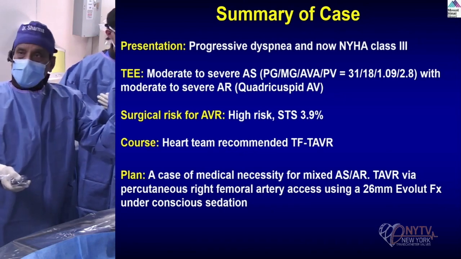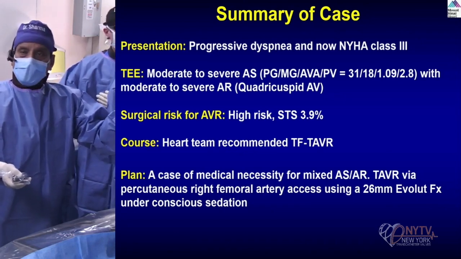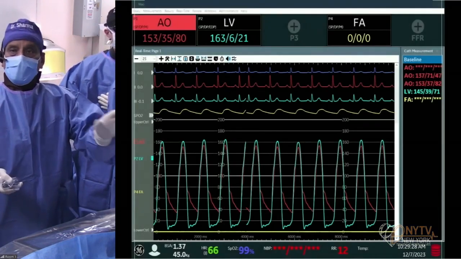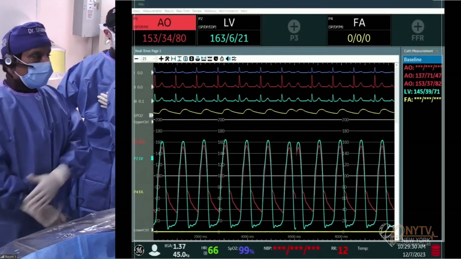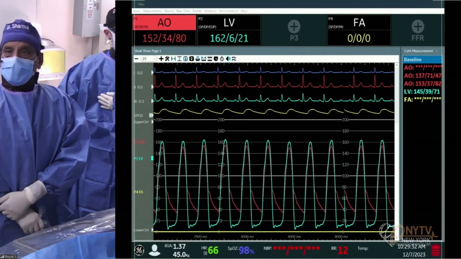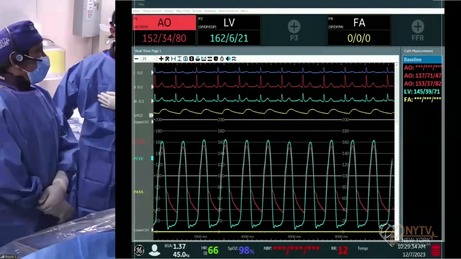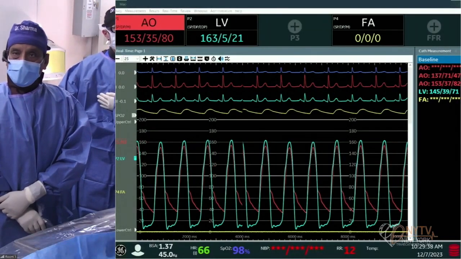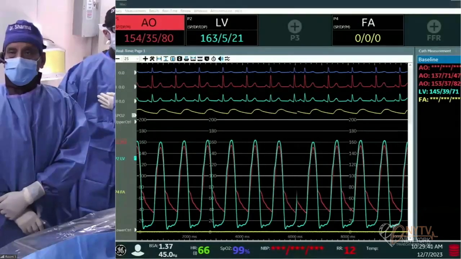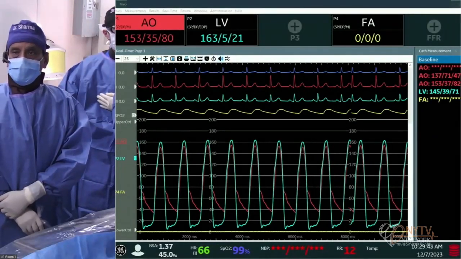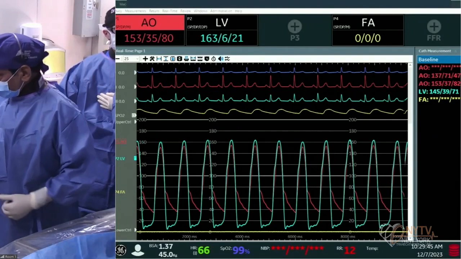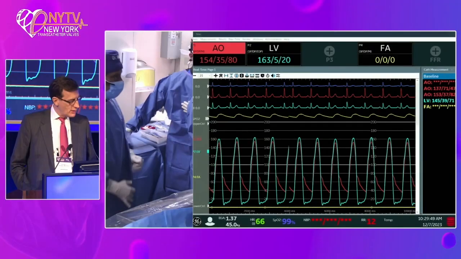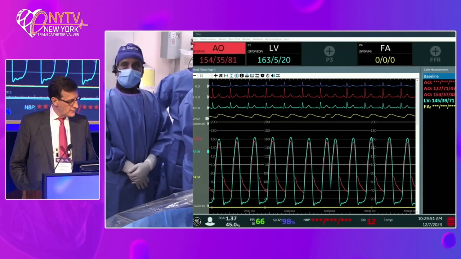So basically, this is a case of medical necessity for mixed AS and AR, and I wanted to show the hemodynamics. Can we go to the hemo, please? Why this case? To me, I think it's more AI than AS. Look at this hemodynamic. Pressure is 160 over 35, 30, something like that. A very classic picture of chronic AI. That is why the jet was also relatively smaller than expected. The pressures are equalizing rather quickly, not a lot of velocity there.